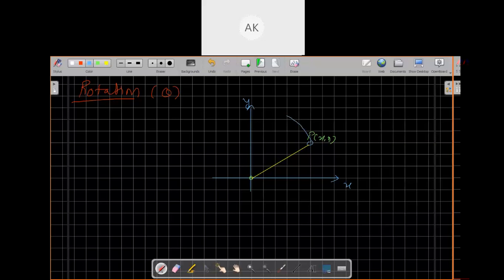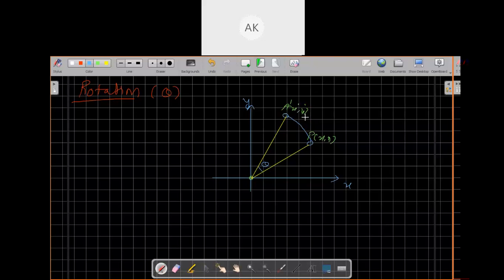These are the coordinate system x and y. Let's see our point at this location. Your current point is P, whose coordinates are x, y. We want to rotate this point with respect to our origin by a certain angle. Just consider we are rotating this point by this angle, meaning theta, anti-clockwise.